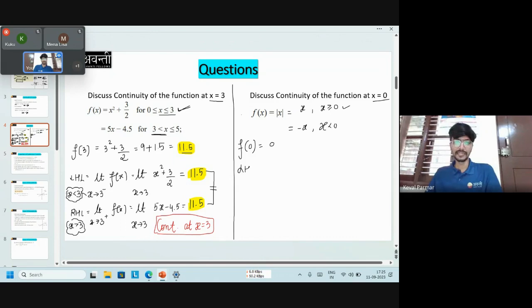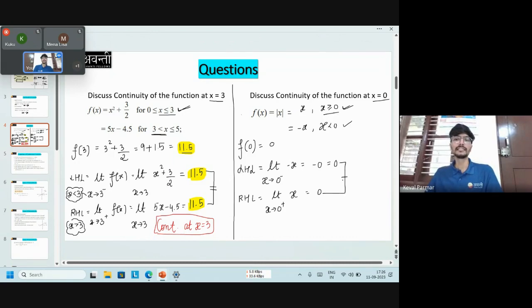Now let's check the left hand limit. Left hand limit means limit x tends to 0 minus, means x should be less than 0. Now, if x is less than 0, you have to use this definition. So it is minus x. No indeterminate form, simply substitute minus 0, which is equal to 0. Right hand limit. What is the right hand limit? Limit x tends to 0 plus. And if x tends to 0 plus, it means x is greater than 0, again we will use this definition, which is x, again no indeterminate form, 0.